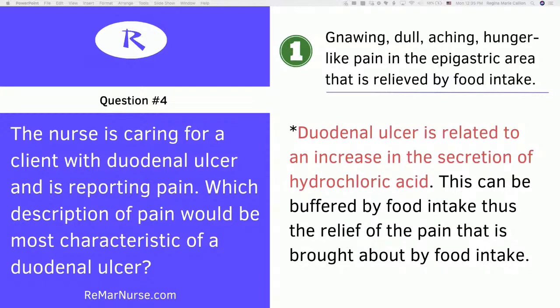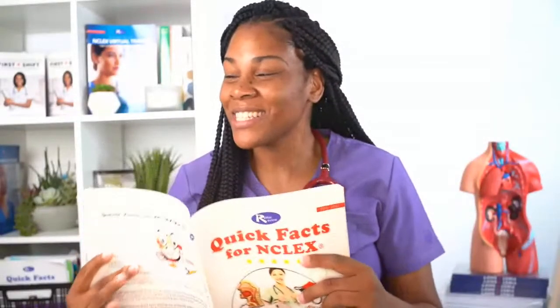I'm going back to Quick Facts. Listen, for some of y'all who don't have this book, y'all are going to make me read the whole entire thing to you. So, page 49 of Quick Facts for NCLEX: a gastric ulcer and a duodenal ulcer. You have to know the difference between the two. If I ask, what is the location of a gastric ulcer? What are you going to say? I'm going to read it. The gastric ulcer is going to be in the stomach, and the duodenal ulcer is going to be in the duodenum.